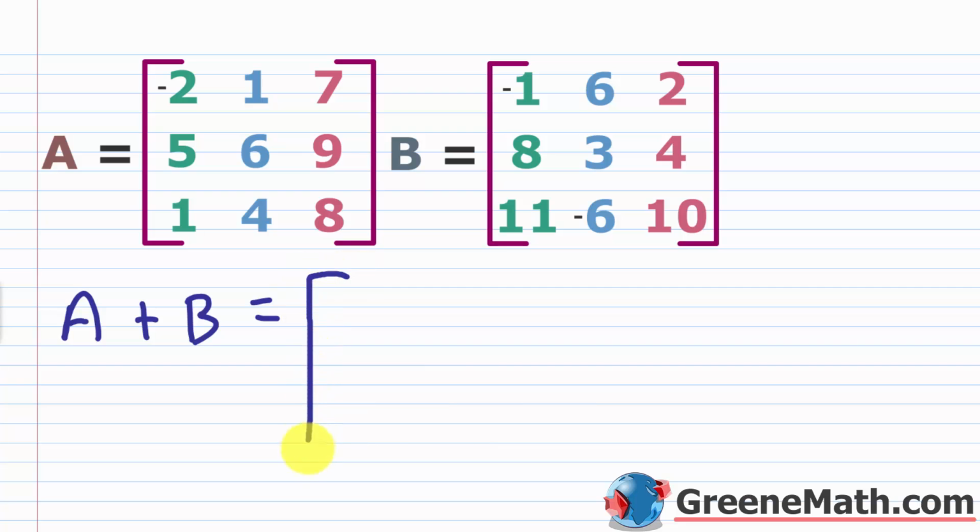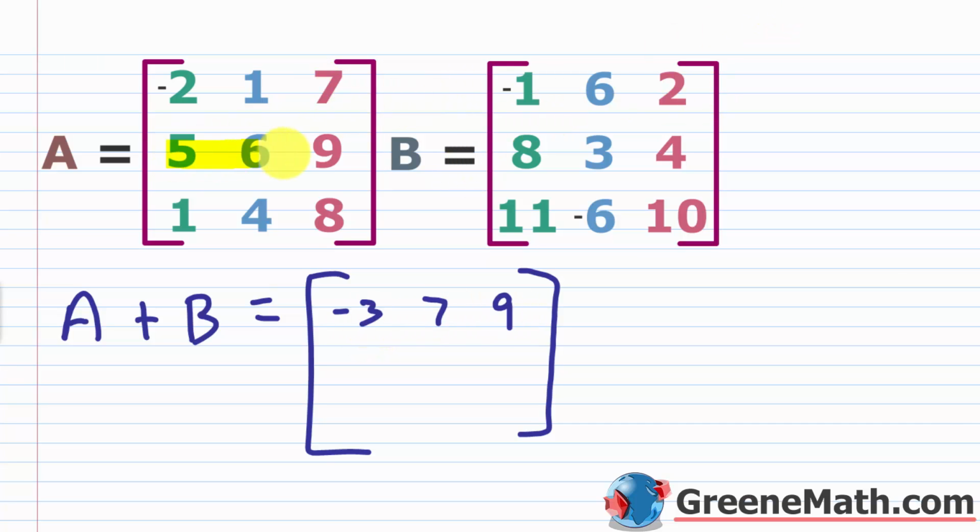Again, to do this, it's very simple. I just add the corresponding elements. If I start up here in row 1, column 1, I add those two together. So -2 plus -1 is going to be -3. Then let me highlight each one that I'm doing. What is 1 plus 6? That's going to be 7. And then what is 7 plus 2? That's going to be 9. So that's my first row. That's done.